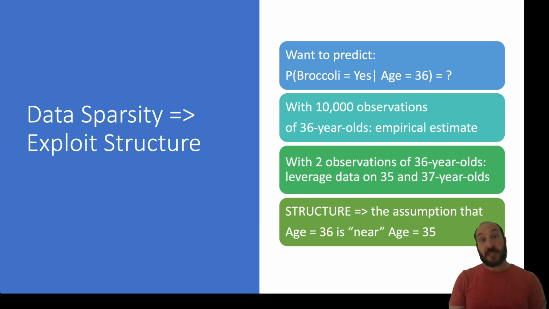Now note that this is an assumption. For example, if I thought broccoli purchasing depended heavily on whether your age was odd or even, then this might be a bad assumption. I might not want to look at 35 and 37-year-olds. I might want to look at, say, 34-year-olds and 38-year-olds if I thought that whether your age was odd or even is important.